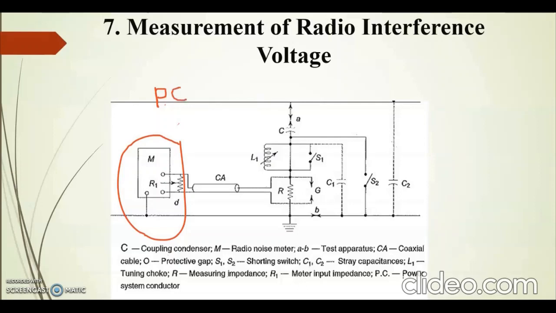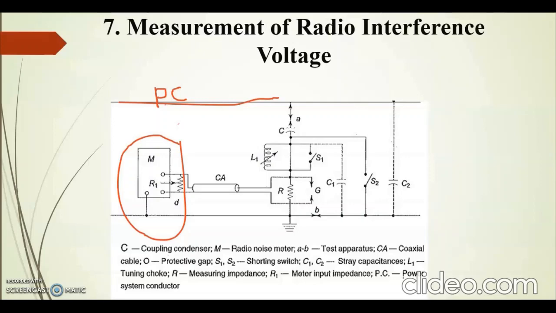PC, that is, this is a power system conductor. Now what happens is, we can see that due to corona discharge or any type of discharge, a high frequency signal will be produced. Now to measure this signal, whether it is within the limits or not, we can measure it by using this circuit also. This circuit is basically implemented for power system high frequency signal measurement.